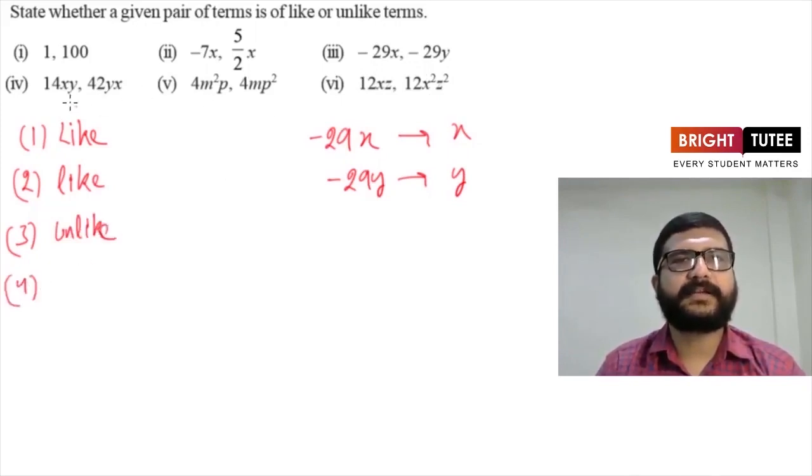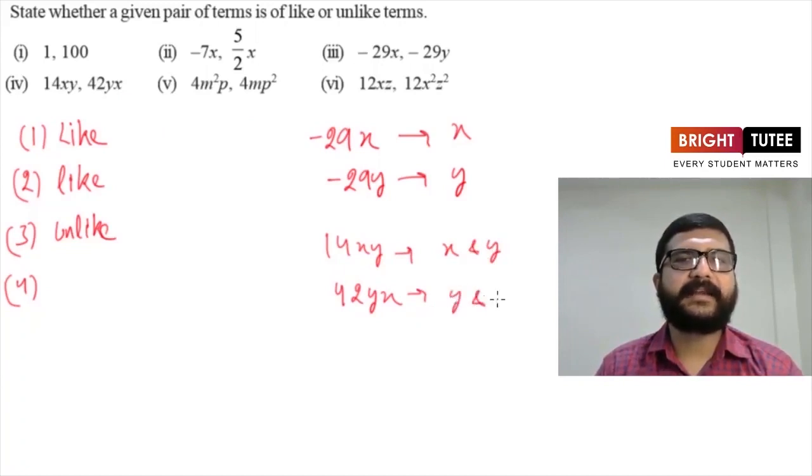Now let's see the fourth one. It is 14xy and then 42yx. So here first term is 14xy and the second term is 42yx. The algebraic factors of the first term are x and y, and for the second term they are y and x. So here we can see algebraic factors are exactly same for both the terms, so it means these terms are like terms.